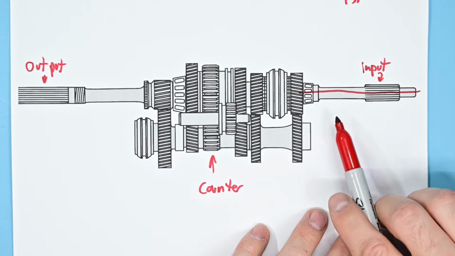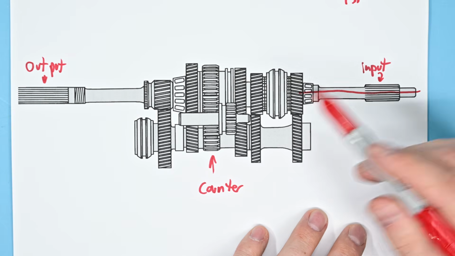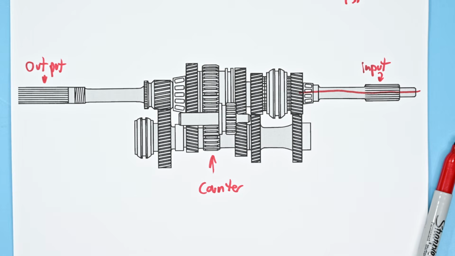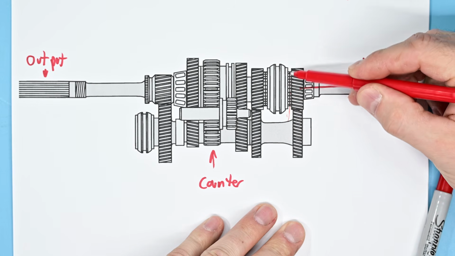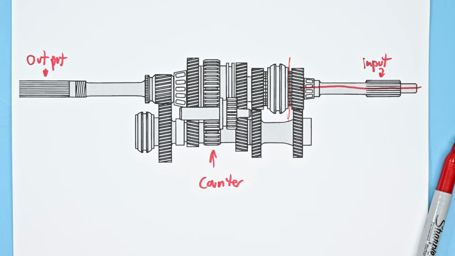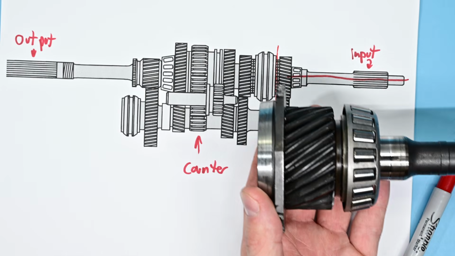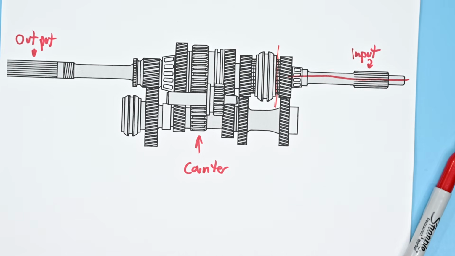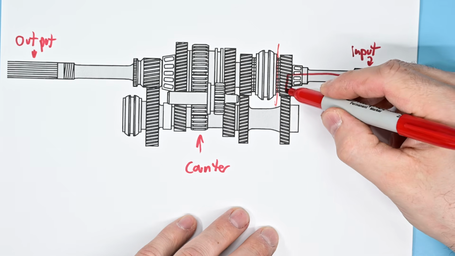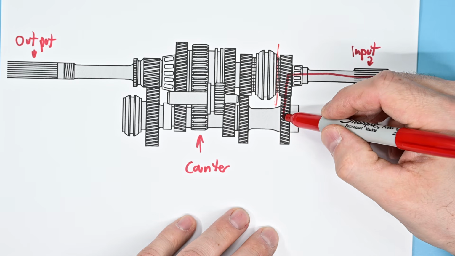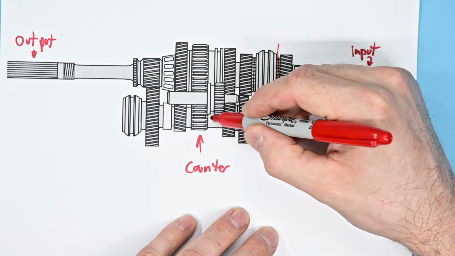So for first gear, we have our power flow in. And now remember that this is the input shaft. It is separated right here from the rest of the transmission. Let me prove that. Here it is. So you'll see that matches up. That is that piece right there. So from there, our power flows down into our counter shaft and then through our counter shaft.